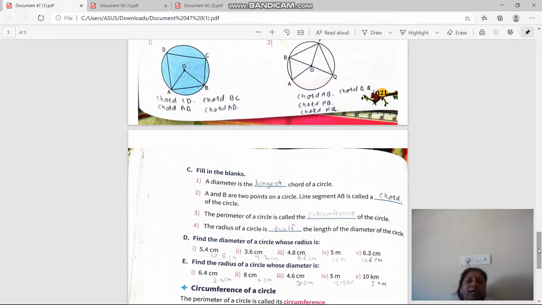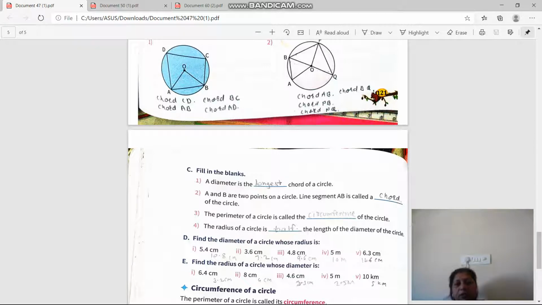See this, fill in the blanks, these are also very important. Diameter is the longest chord of a circle. A and B are points on a circle; line segment AB is called a chord of the circle. The perimeter of a circle is called the circumference of a circle. The radius of a circle is half the length of the diameter. Get it? Okay.